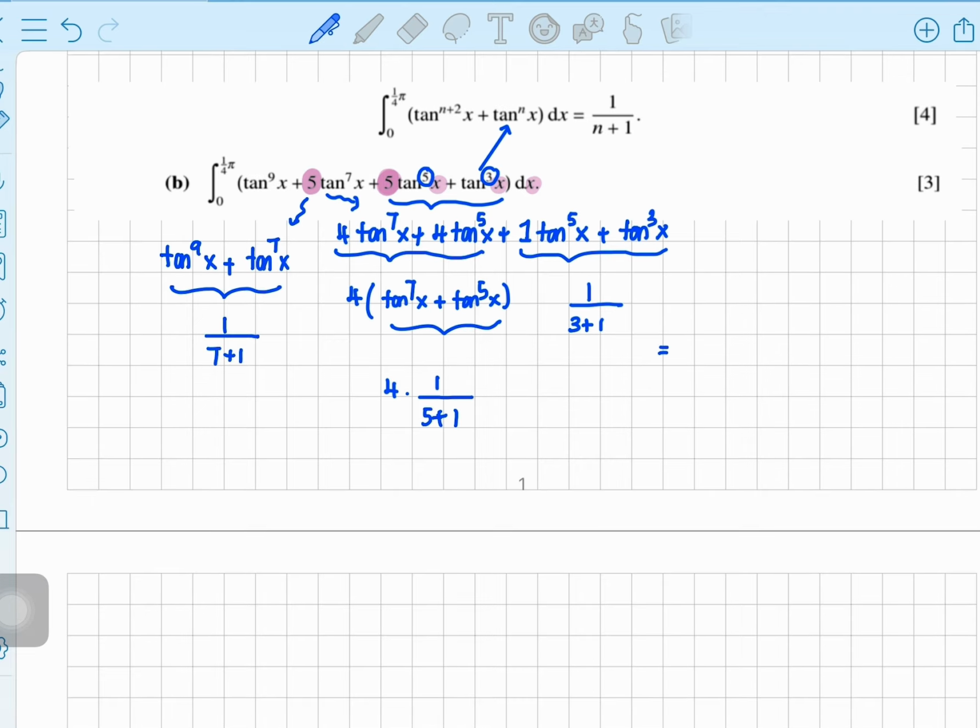So finally, we just add them all. 1 over 8 plus 4 over 6, which is 2 over 3, plus 1 over 4. Balancing this will give you 25 over 24.